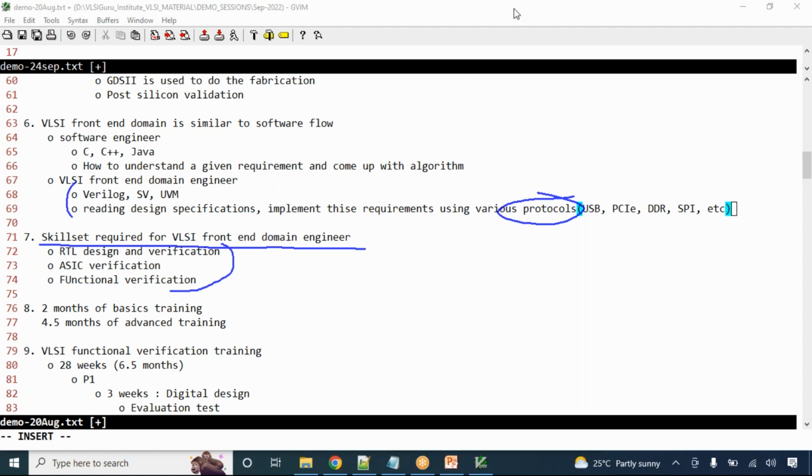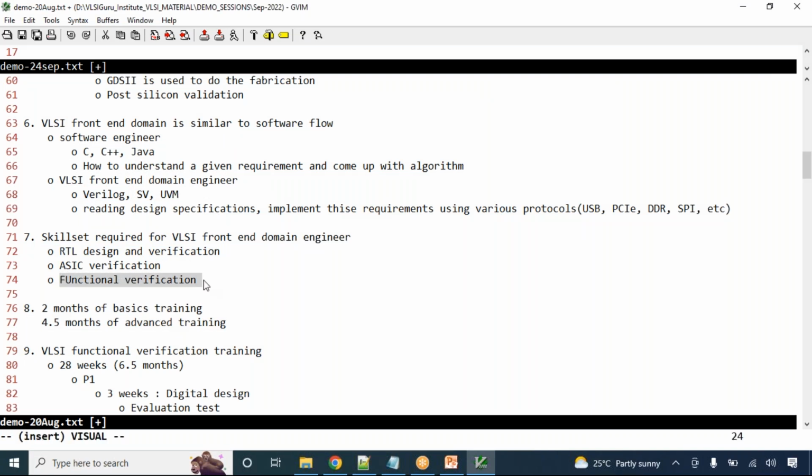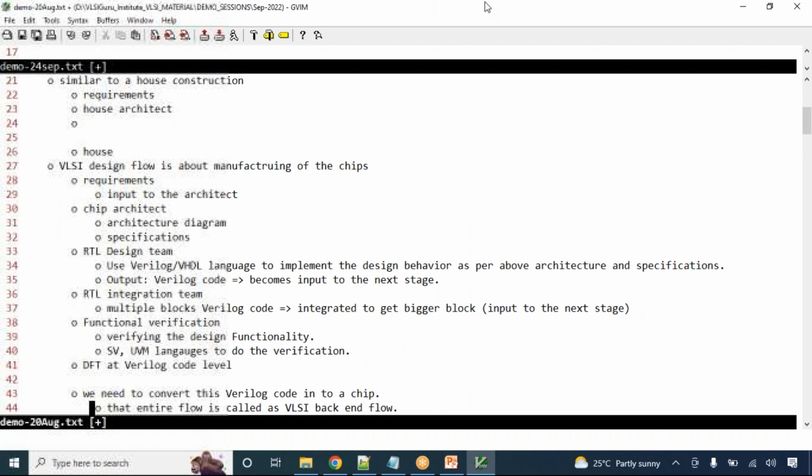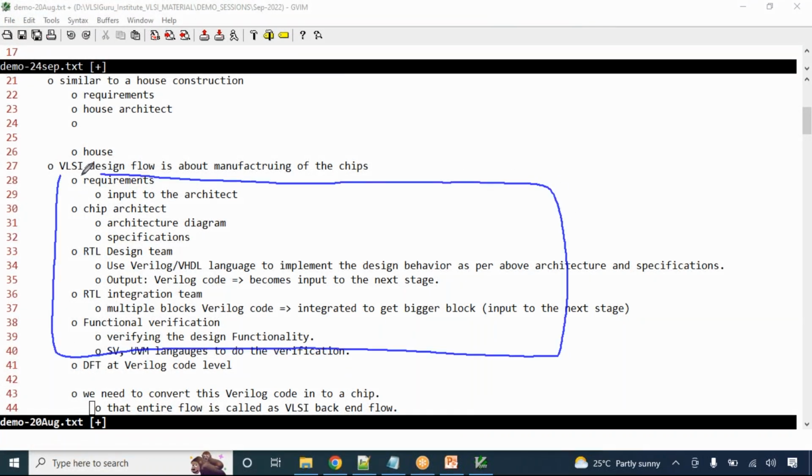Now, let us understand how the course is structured. And before we go into it, let us spend some time and understand why we are actually talking a lot about functional verification. Because in the front-end domain, there are multiple domains. If you see, this is all collectively what I'm calling the front-end domain. Majorly, if you see, chip architect, RTL design, RTL integration, functional verification. How many roles are there? Majorly 4 roles are there.